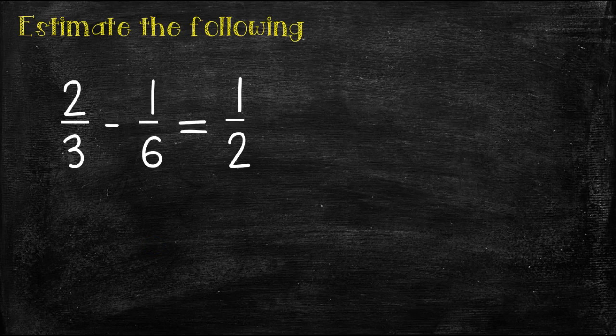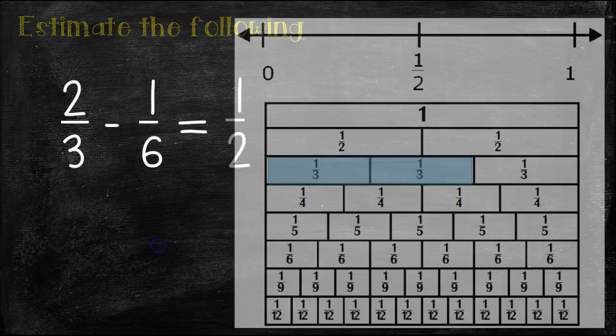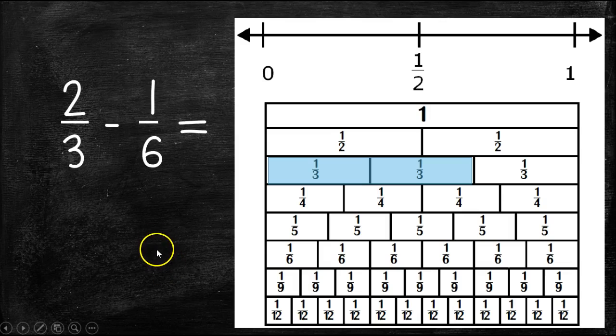Did you get 1/2? Here, let me show you how I did it. Again, we have our number line, and I have highlighted 2/3. So 2/3 is going to round to 0, 1/2, or 1. Well, we are going to round it to 1/2 because it's definitely closest to 1/2. So now we have to do the same thing with 1/6. 1/6, is that closer to 0, 1/2, or 1? Well, it is definitely closer to 0 on the number line. So 1/2 minus 0, well, that's easy. That equals 1/2.